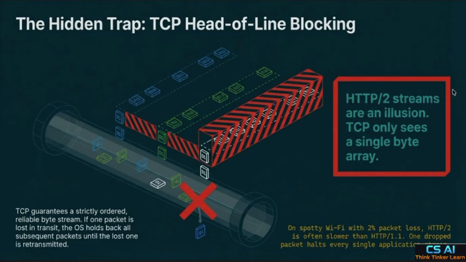HTTP2 streams are an illusion. TCP only sees a single byte array. TCP guarantees a strictly ordered, reliable stream. If one packet is lost in transit on spotty Wi-Fi, the OS kernel holds back all subsequent packets, even if they belong to a different, unrelated stream, until the lost one is retransmitted. This is TCP head of line blocking. On a connection with 2% packet loss, HTTP2 can actually be slower than HTTP 1.1.